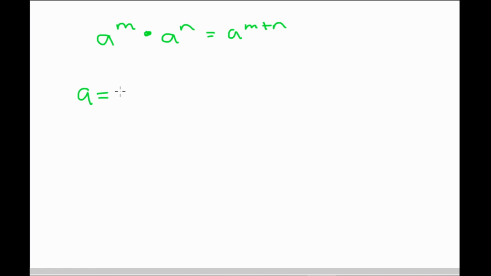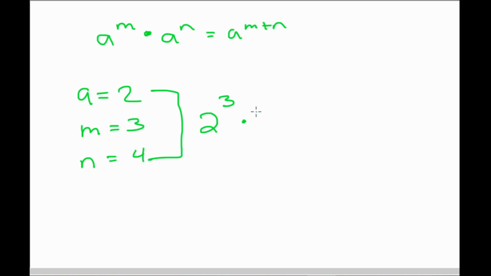Let's say A is equal to 2. So we have a base of 2 here. We're going to put M to equal 3 and N to equal 4. So if I rewrite this using these parameters, I will have 2 to the third times 2, same base, to the fourth. And what I'm saying is, because they're the same base, even though we're not using variables anymore, I made my substitution for A equals 2. These are the same base, so I should be able to get 2 to the seventh here.